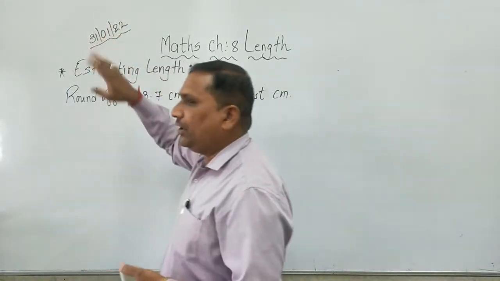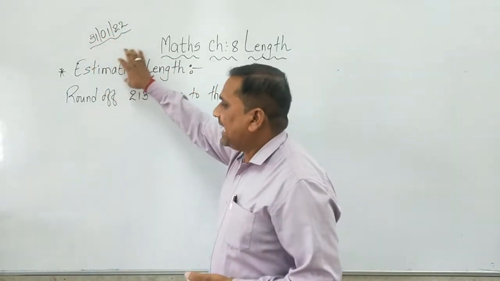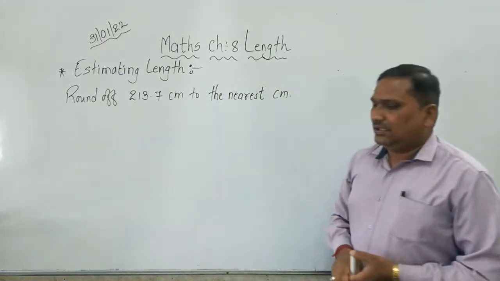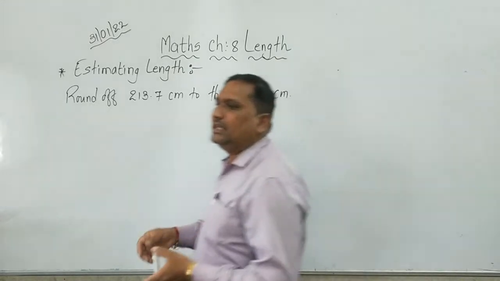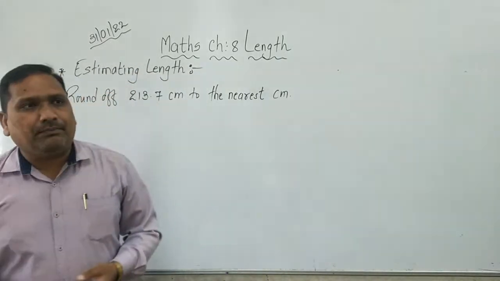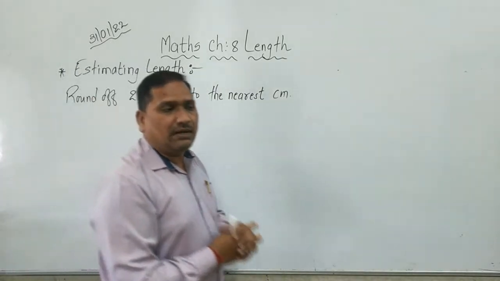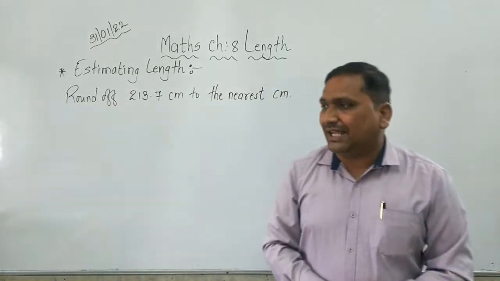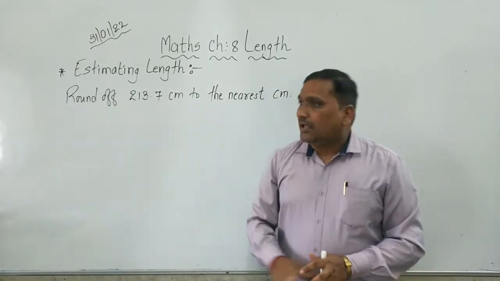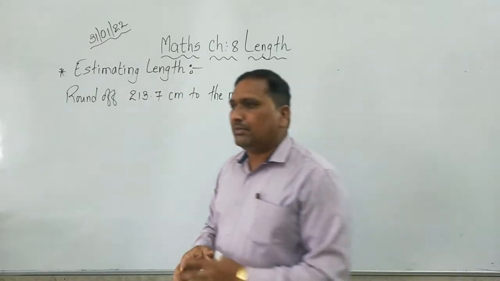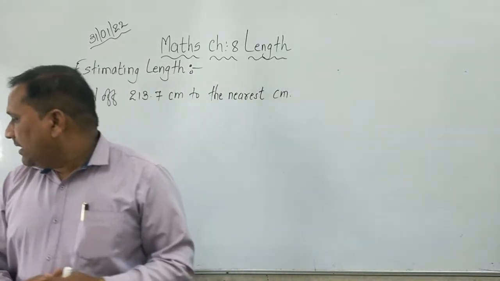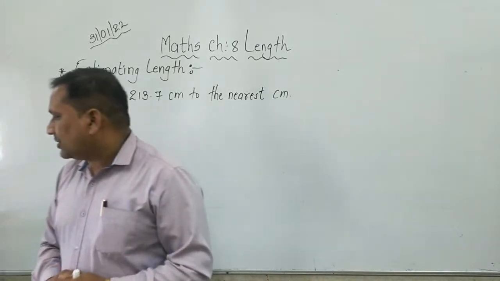Next and the last topic of this chapter is estimating length. We have seen estimation in earlier chapters, for example in addition, subtraction, multiplication and division. That means in chapter number 3 we have already seen estimation. In chapter number 13, I think, in money we have seen estimation.